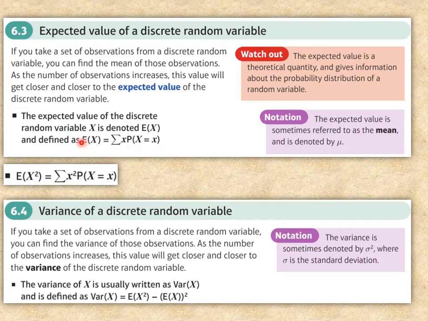The formula to find the expected value: you just multiply the outcome x with the probability. So we just multiply the outcome with the probability. This is how you get the expectation of x.